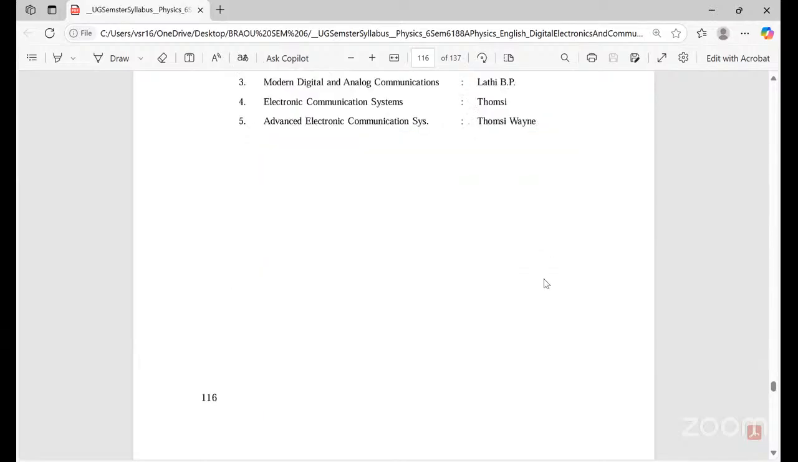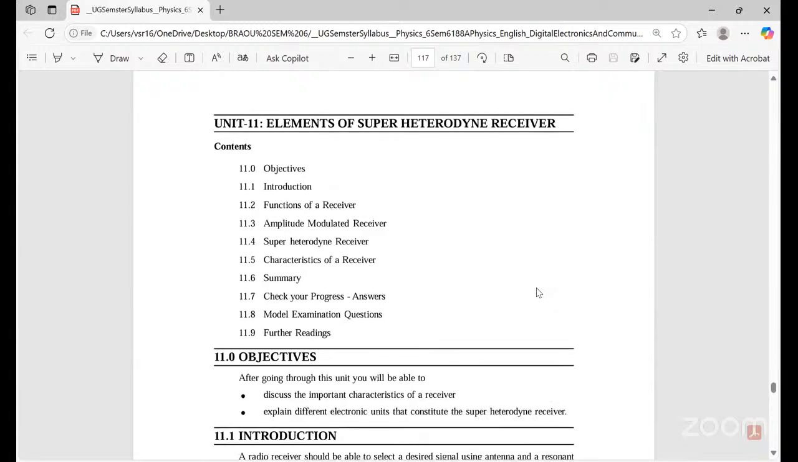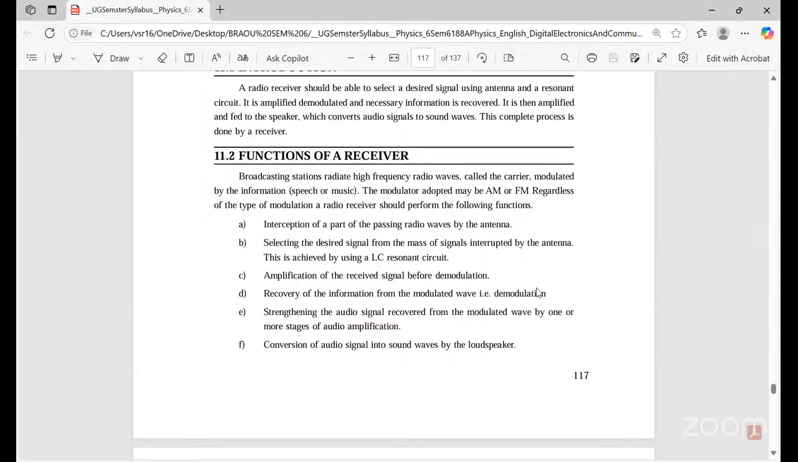Next is the elements of superheterodyne receiver. A radio receiver is able to select a desired signal using the antenna and a resonating circuit, which is amplified, then demodulated, where the information is recovered, then amplified, and fed towards the speaker, which can convert the audio signal into sound waves. So this was completely done by a receiver.